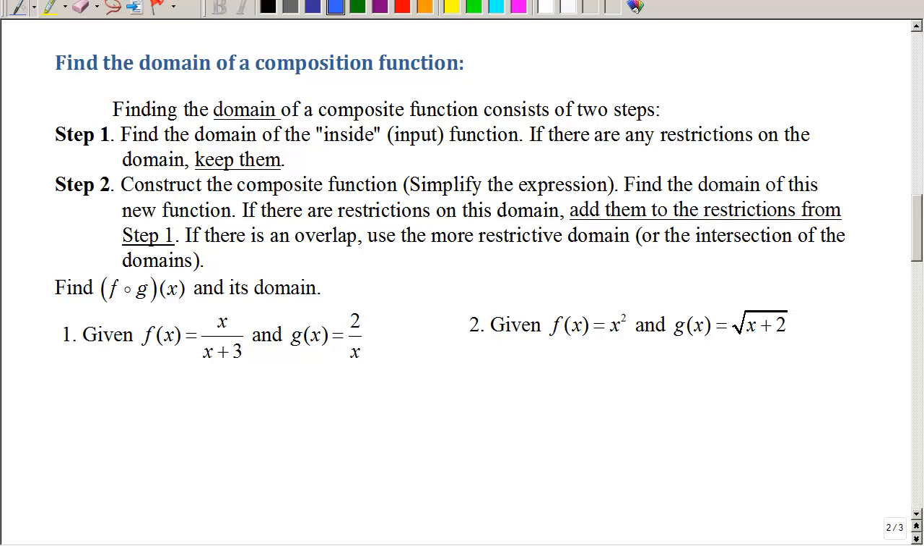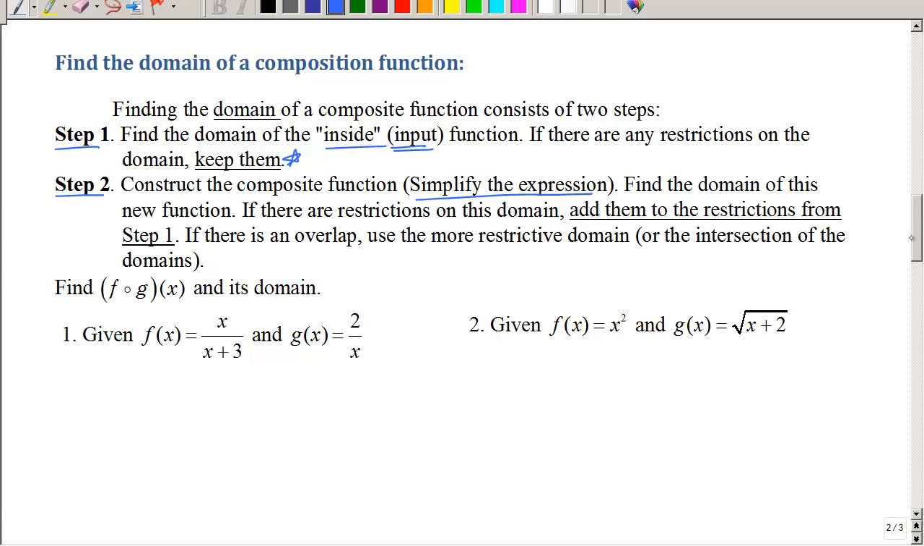How do you find the domain of a composition function? We have two steps. You cannot skip step one. Find the domain of the inside or input function and keep any restrictions. Then we construct the composition function, simplify it, find the domain of that, and then take those restrictions together.